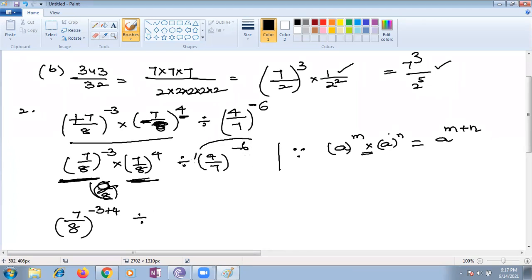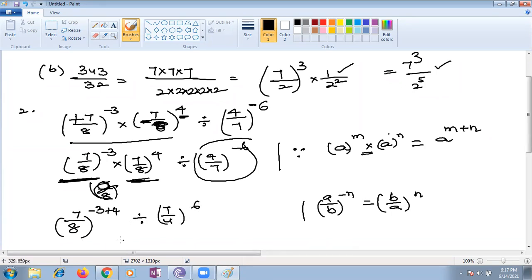Negative exponent: how are we supposed to write a by b to the negative power? It becomes the reciprocal. So after that, it becomes 7 by 4, whole to the power 6. Sorry, I messed up over there. Okay, 7 by 4 to the power 6, right.